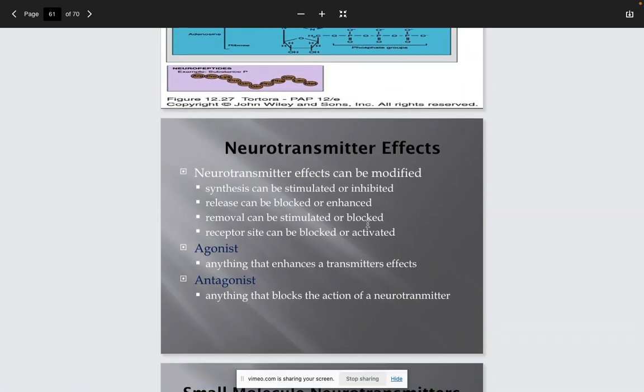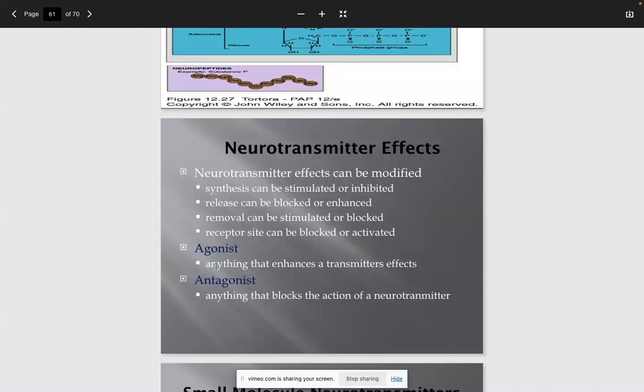So these neurotransmitters have different effects, right? Neurotransmitter effects can be modified. Synthesis can be stimulated or inhibited, release can be blocked or enhanced, removal can be stimulated or blocked, and receptor sites can be blocked or activated. What's important to know is the agonist and antagonist. An agonist is anything that enhances a neurotransmitter's effect. For example, alcohol primarily works on GABA. Alcohol is an agonist of GABA, so it enhances the effect of GABA, resulting in postsynaptic potential inhibition.